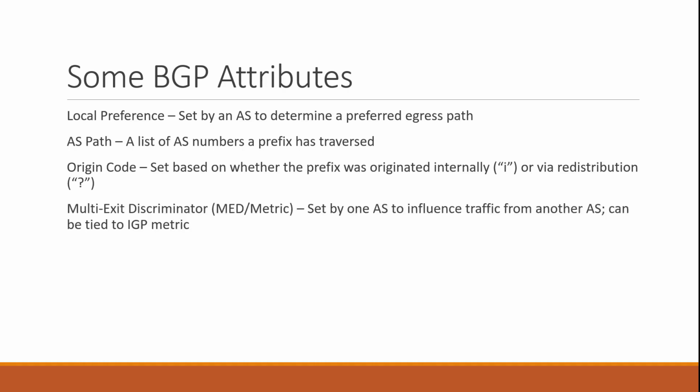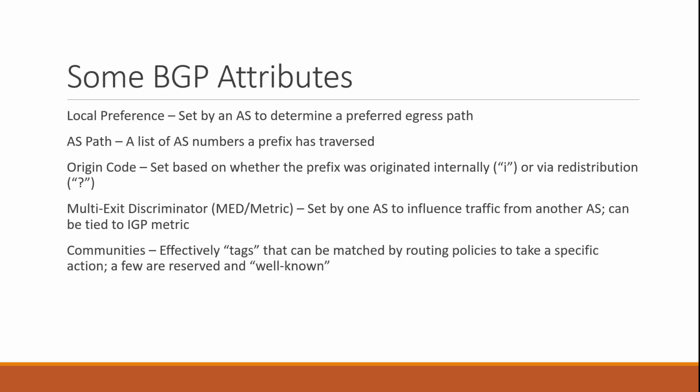redistribution. The multi-exit discriminator, or MED, is also called the metric. This is how providers can influence traffic coming into their network. MED is sometimes called metric because it can be tied to the autonomous system's IGP metric for a given prefix. MED is completely optional, and by default it isn't set to any value. Opposite the behavior of local preference, a lower MED value will be preferred over a higher one. If you're using MED for IGP metric as I described, this makes a lot of sense. If your AS advertises a prefix with a higher IGP metric to one neighbor than another, you're going to want to take the better path, or lower MED path.